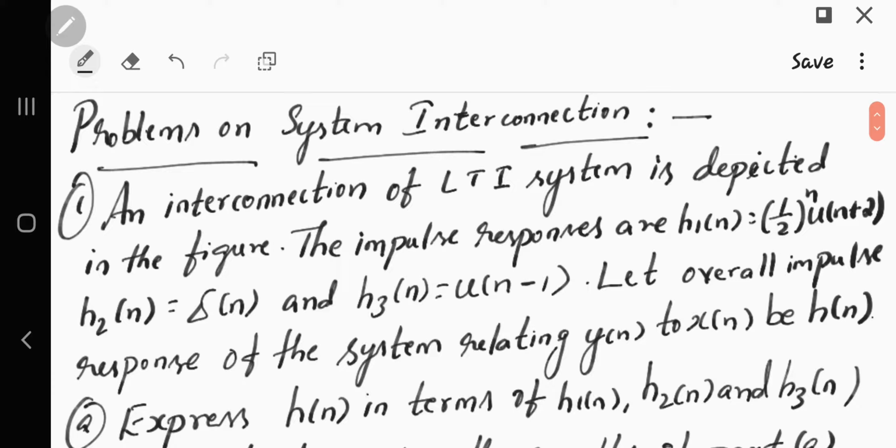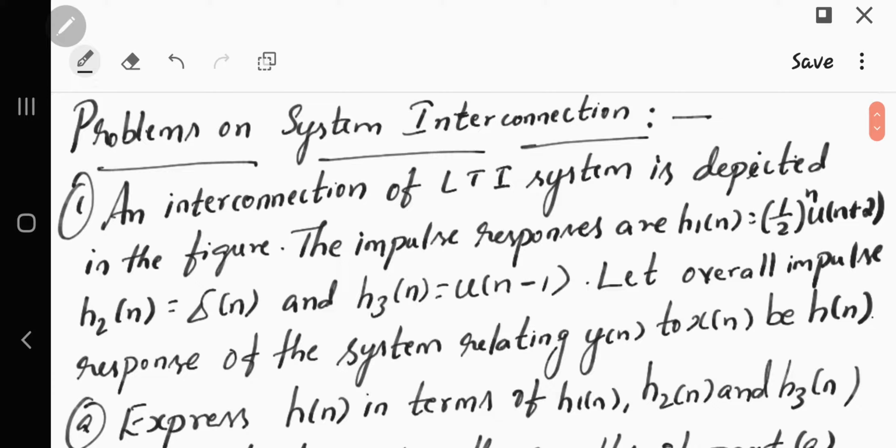That means if the systems are connected in cascade, it need not be that the first system should be h1 of t and the second system should be h2 of t. It might be of any order. That is the overall meaning of that. Now based on that, we are applying the properties to solve the problems here.